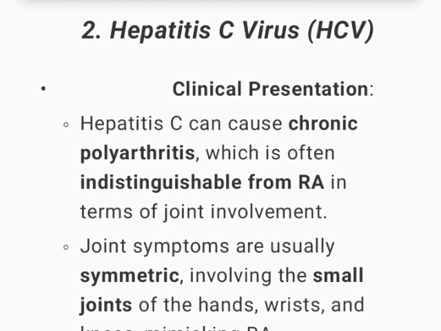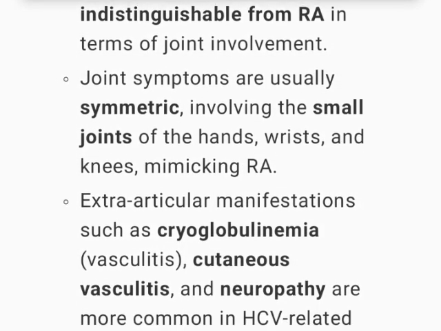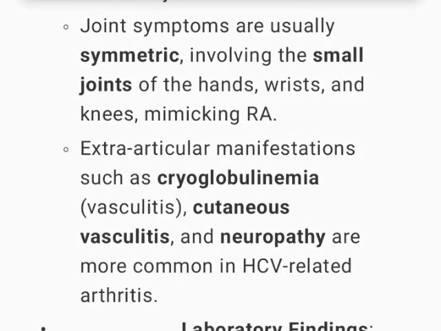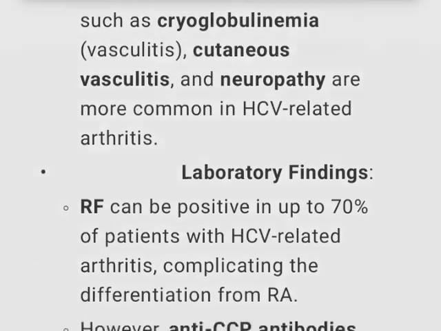2. Hepatitis C virus, HCV. Clinical presentation. Hepatitis C can cause chronic polyarthritis, which is often indistinguishable from RA in terms of joint involvement. Joint symptoms are usually symmetric, involving the small joints of the hands, wrists, and knees, mimicking RA. Extraarticular manifestations such as cryoglobulinemia, vasculitis, cutaneous vasculitis, and neuropathy are more common in HCV-related arthritis.